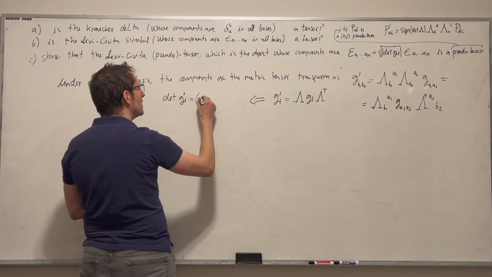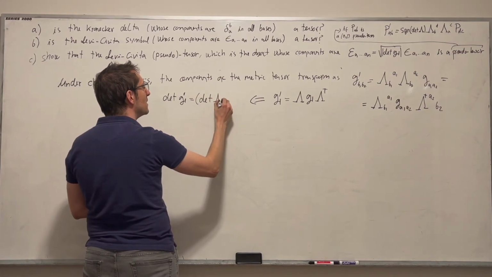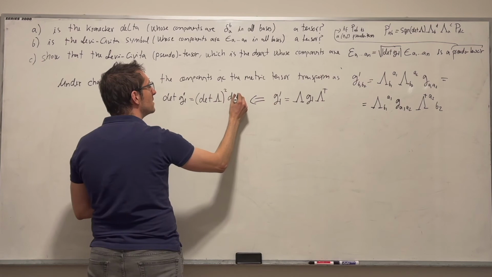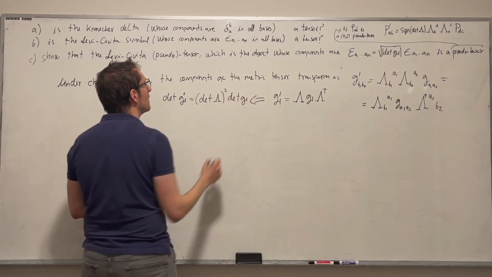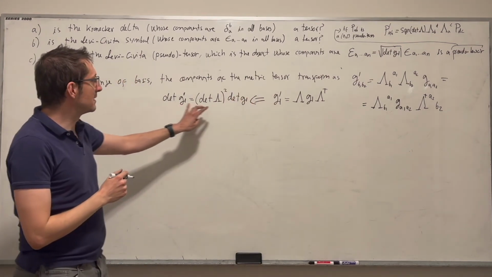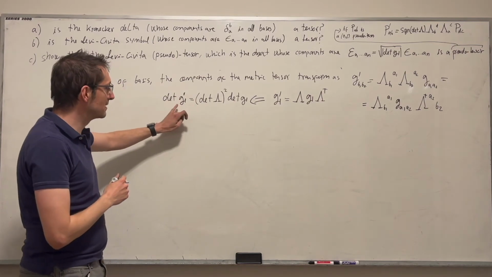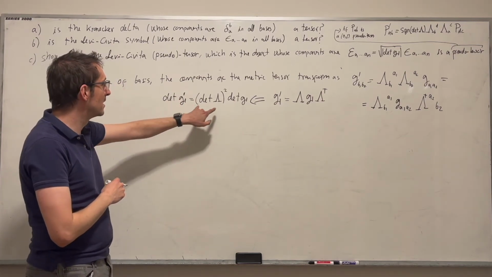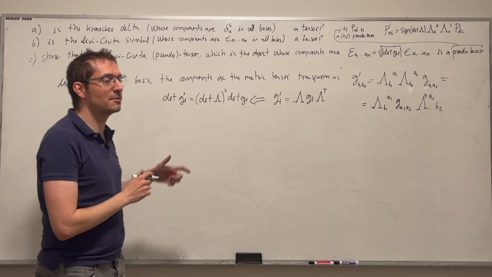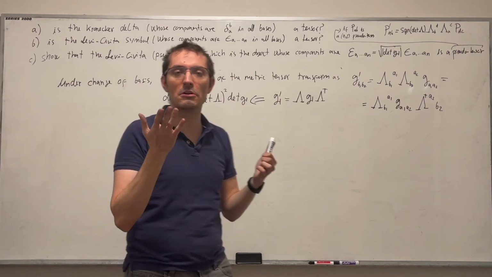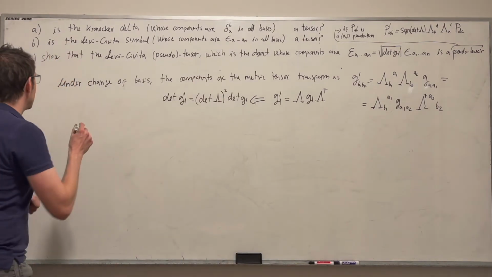We get that this is equal to the determinant of lambda squared times the determinant of G. All right. So the determinant of the metric transforms under the change of basis with the square of the determinant of the change of basis matrix. All right, now that we've established this, let's write two things.